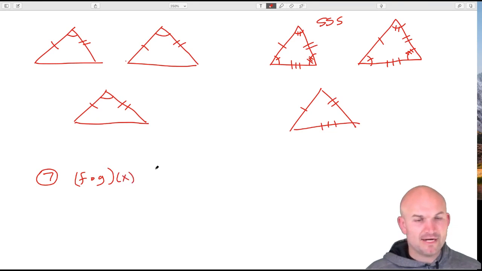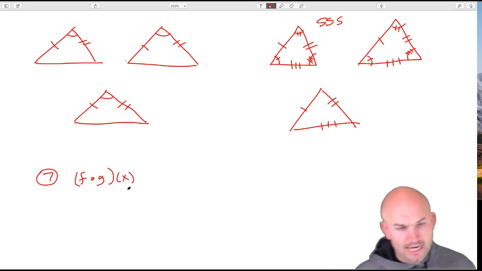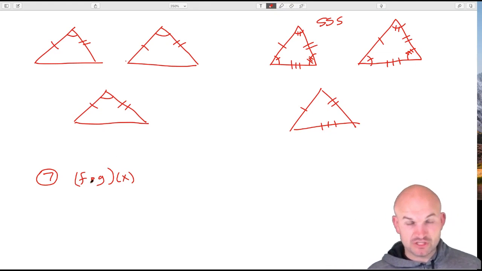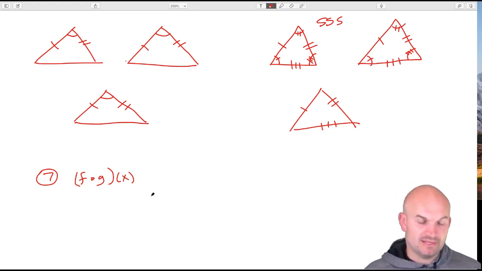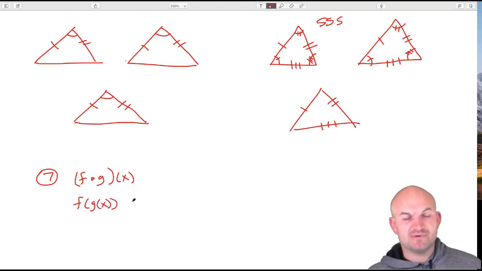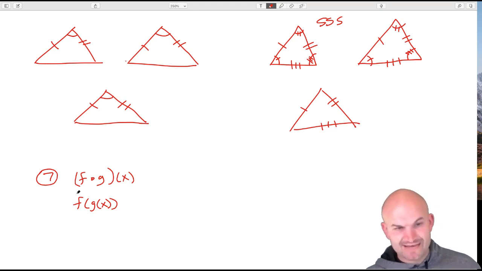It doesn't really matter what the domain is when you're trying to identify what the functions are. Well, it does matter. But my point is, when you're doing the composition f of g of x, you're basically plugging the g of x function into the f of x function.